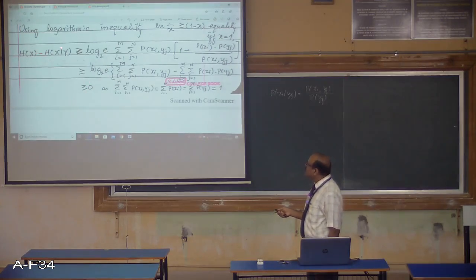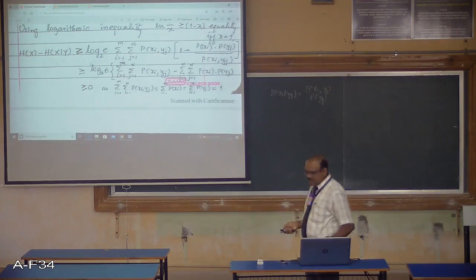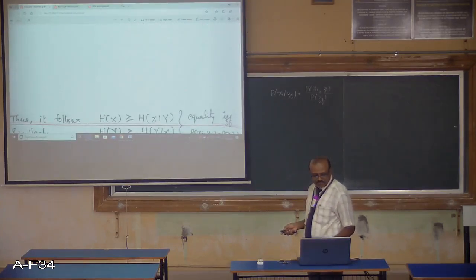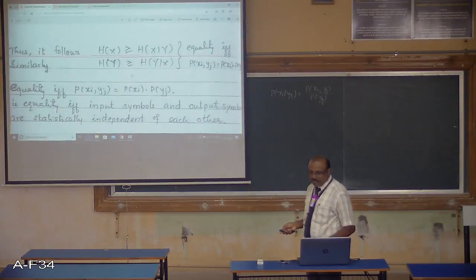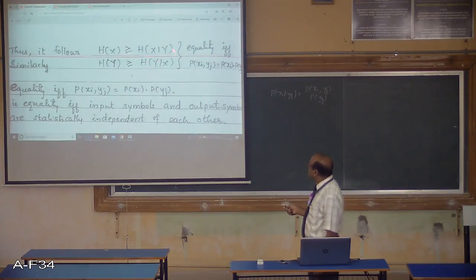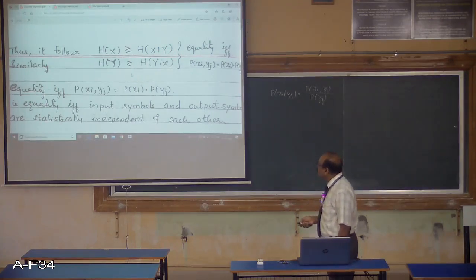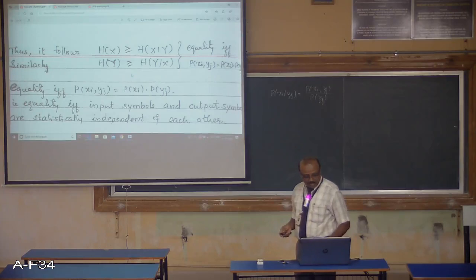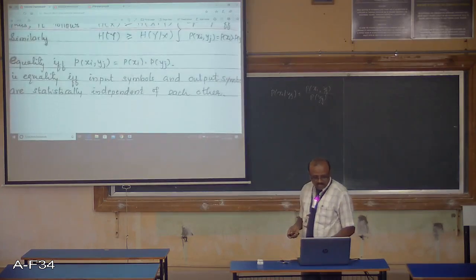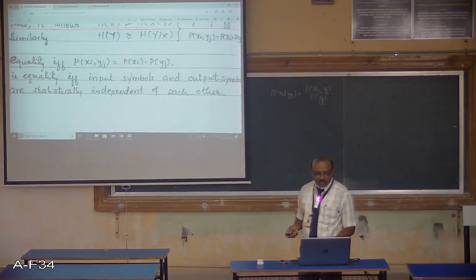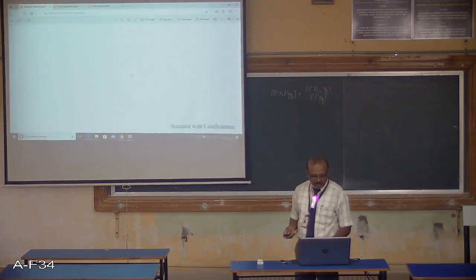So h of x minus h of x given y will be greater than or equal to 0, and that can be written as h of x is greater than or equal to h of x given y. On the same line, we can prove this equivalently by the same mathematics. And this equality holds good when the input symbols and output symbols are statistically independent of each other. Simple mathematical proof.